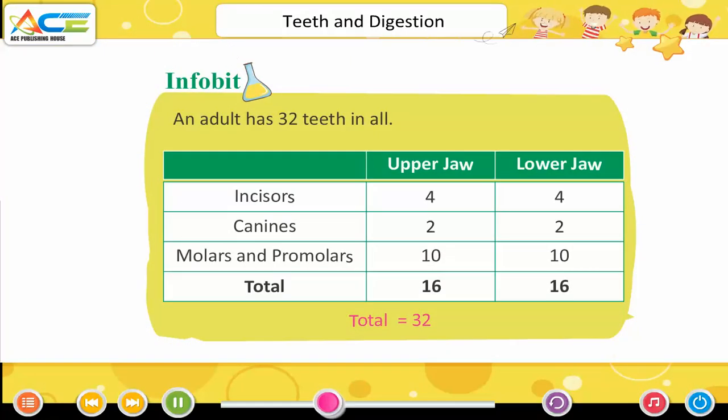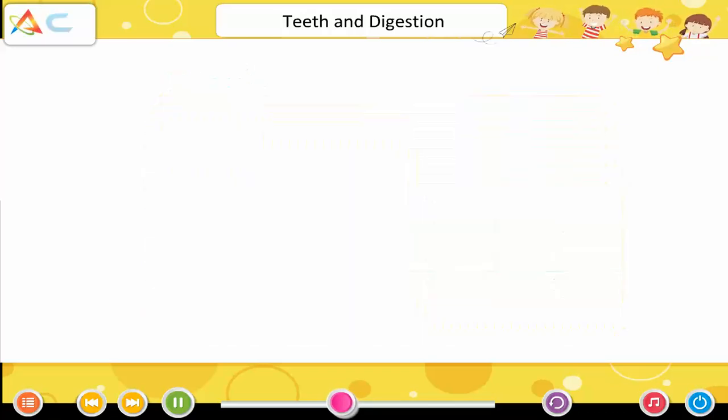An adult has 32 teeth in all. Incisors, upper jaw 4, lower jaw 4. Canines 2, 2. Molars and premolars 10, 10. Total 16, 16. Total 32.